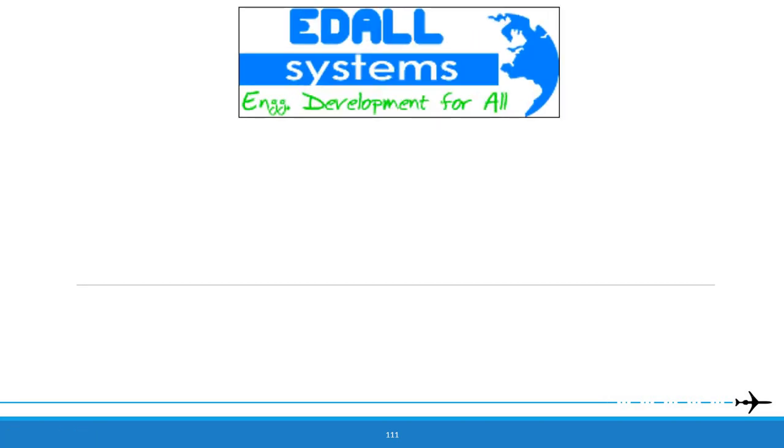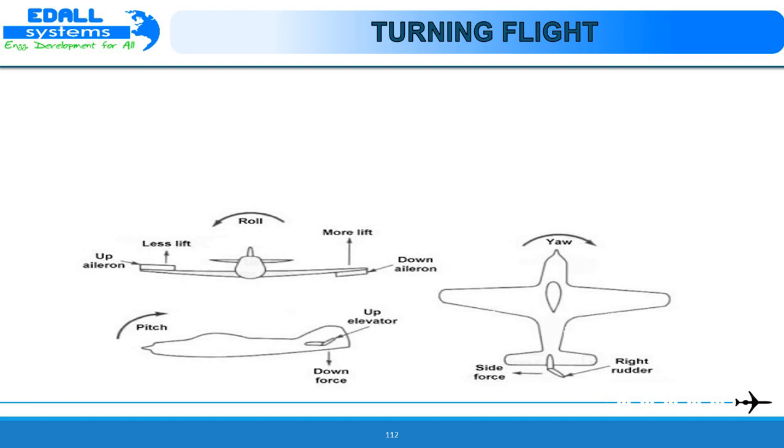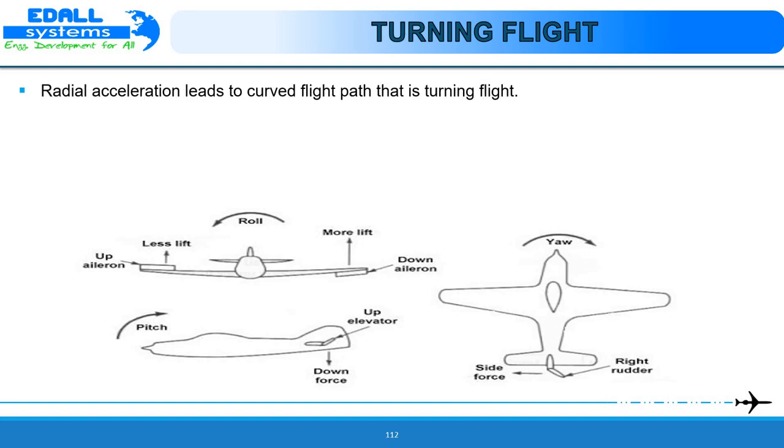In our previous session, we had seen about landing performance. Let us move on to turning flight in this session. Let us now consider some cases involving radial acceleration which leads to curved flight path. That is, let us consider the turning flight of an aircraft. We examined three different cases, that is, a level turn, a pull up, and a pull down.